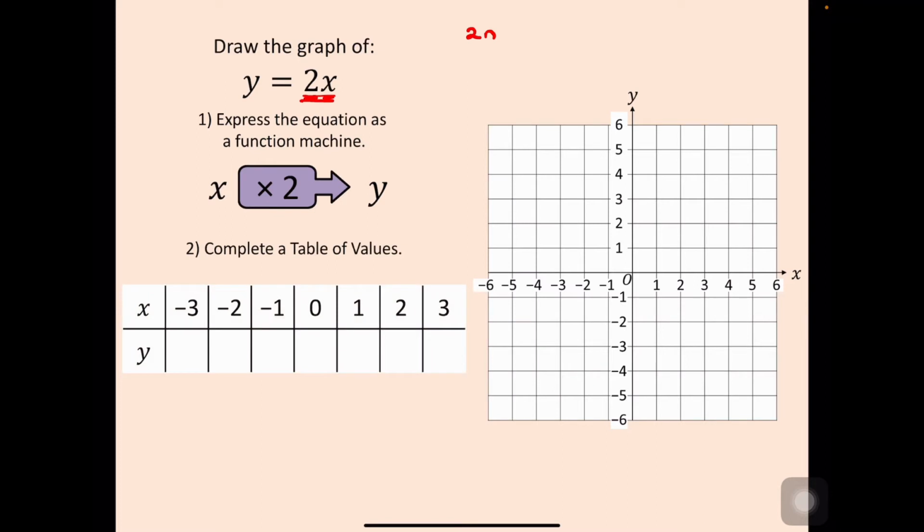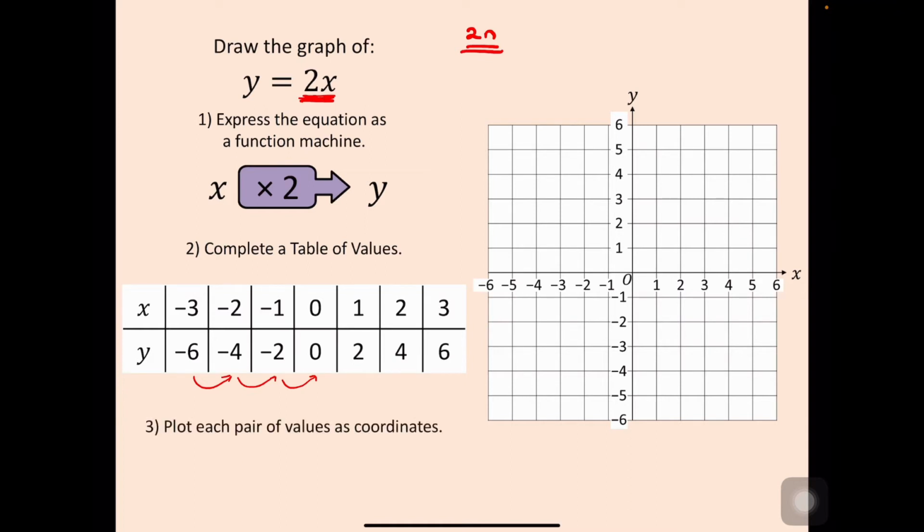Now we're going to complete our table of values. Negative 3 multiplied by 2 is negative 6. Negative 2 multiplied by 2 is negative 4. Negative 1 multiplied by 2 is negative 2. And again, thinking about the question I asked a few minutes ago, whereas in the previous examples we were going up by 1, here you can see we are going up by 2. That makes sense because the x coefficient is 2.